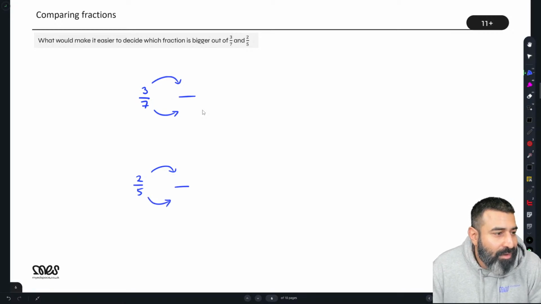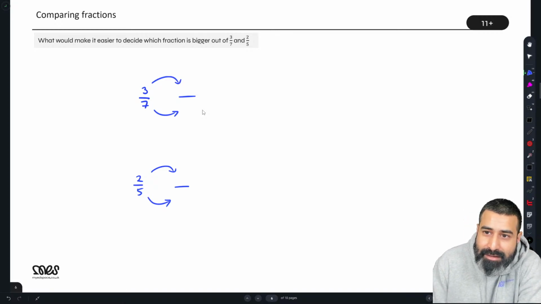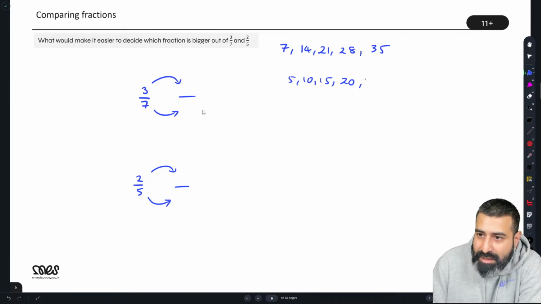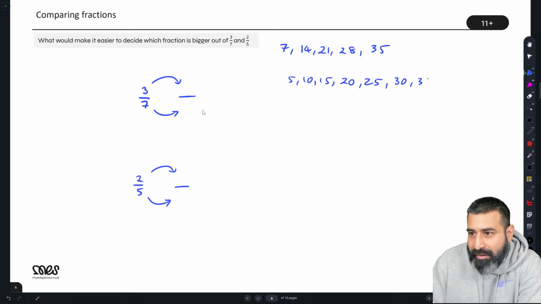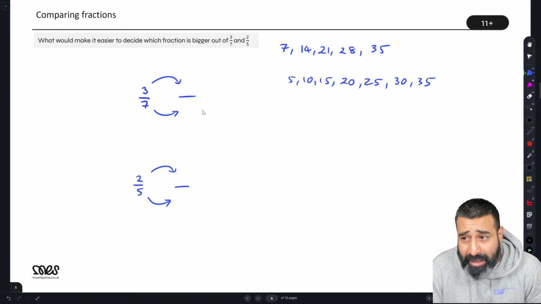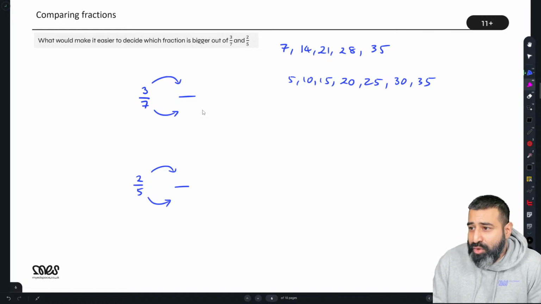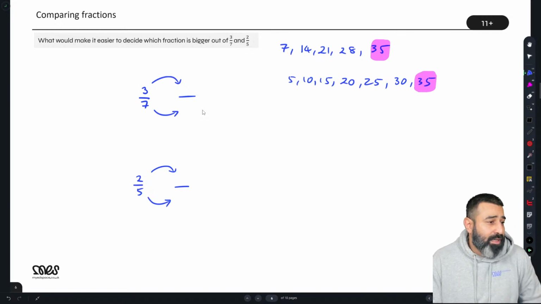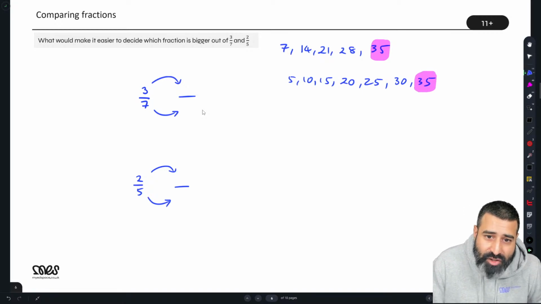Okay, let's have a look at the 7 times table. 7, 14, 21, 28, 35. 5, 10, 15, 20, 25, 30, 35. So, is there a number in the 7 times table and in the 5 times table that is common to both? Yes, and that is 35. So we have to make the denominators 35. To make this denominator 35, I'm going to multiply it by 5. To make this denominator 35, I'm going to multiply it by 7, okay?